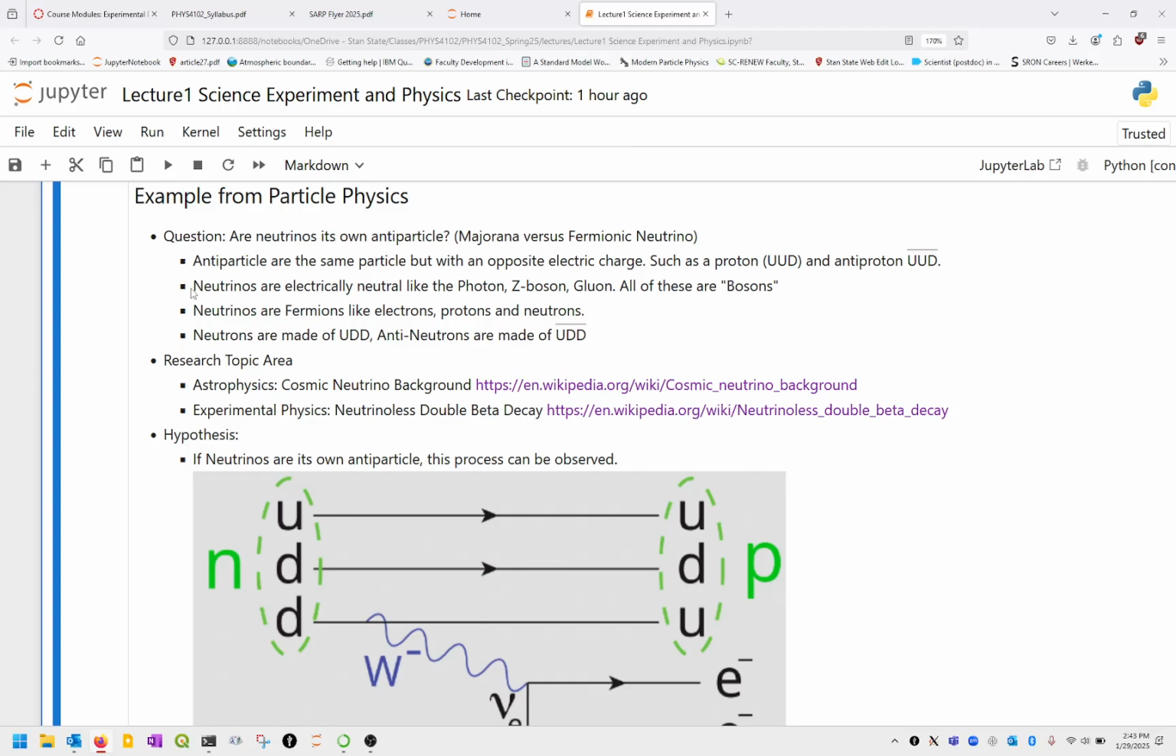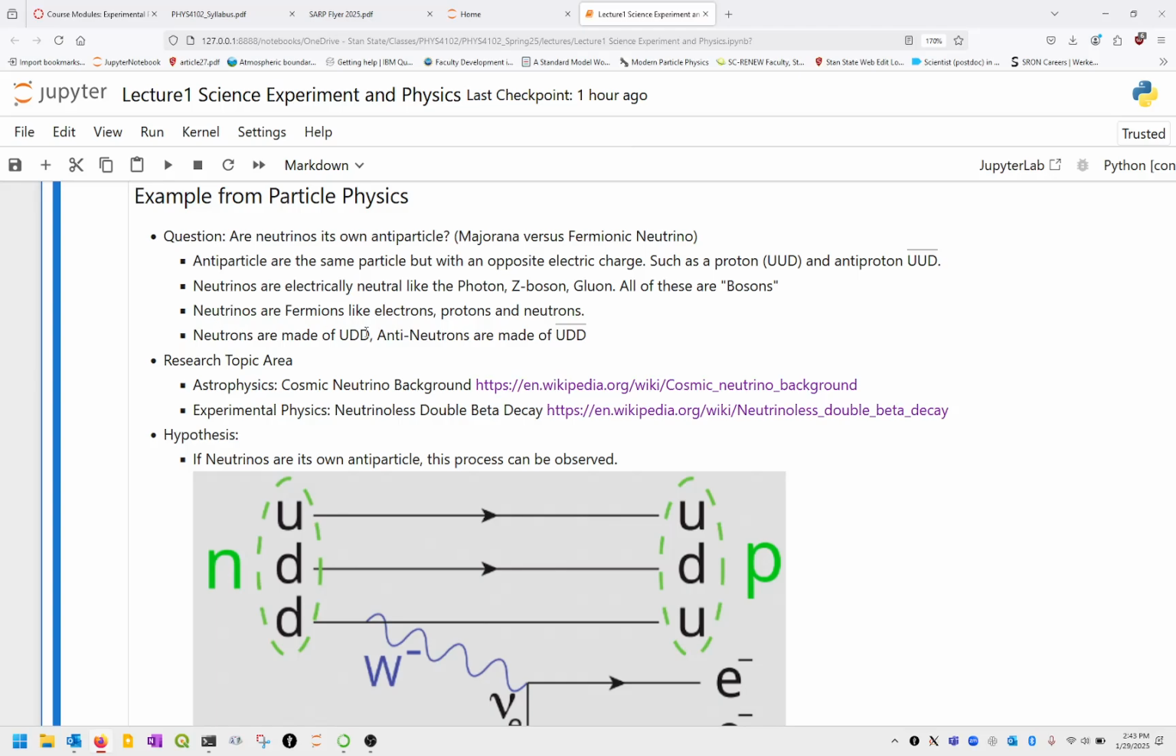But neutrinos are actually neutral, so you cannot just measure its charge and figure out whether it's a particle or antiparticle. Okay. And the neutrino is also a fermion, which is a type of particle that behaves like the electron, protons, and neutrons. Okay. All right. So the interesting thing is that we have detected other neutral particles that are not their own antiparticle. So for example, the neutron, which is neutral, so you cannot measure its electric charge and determine what type it is.